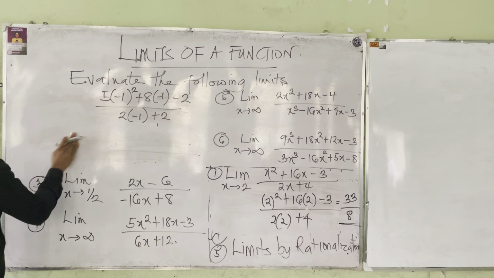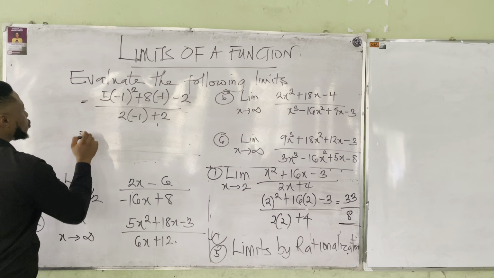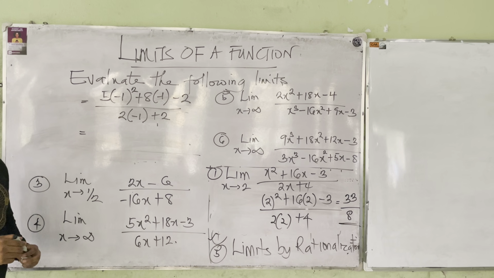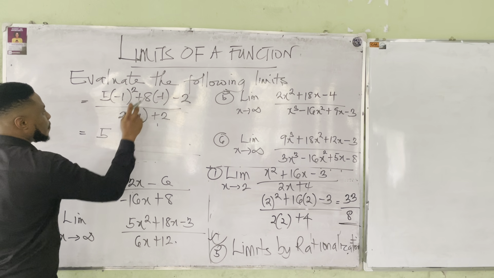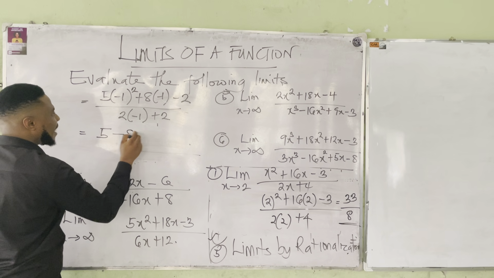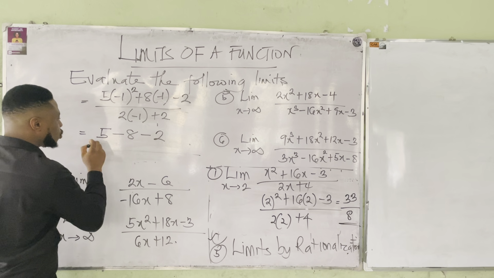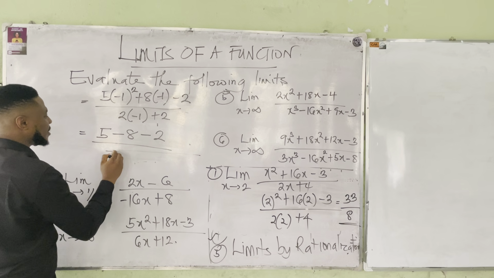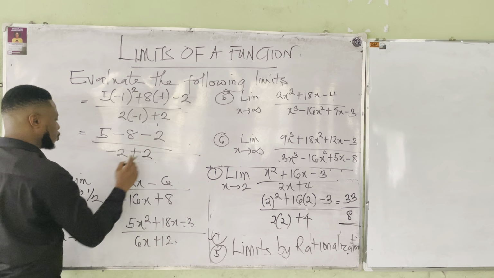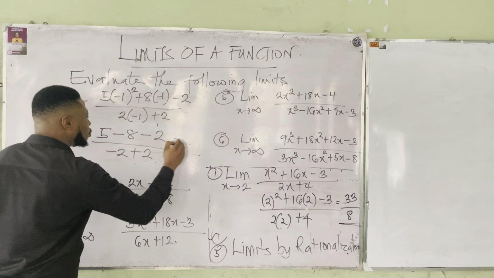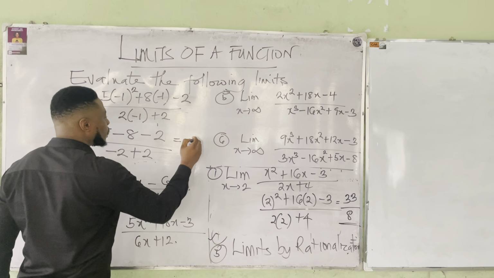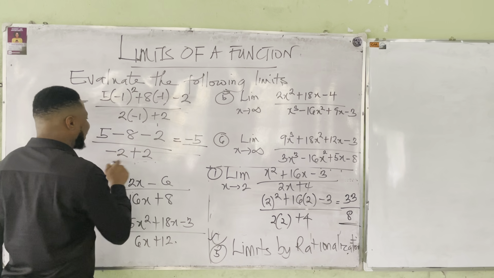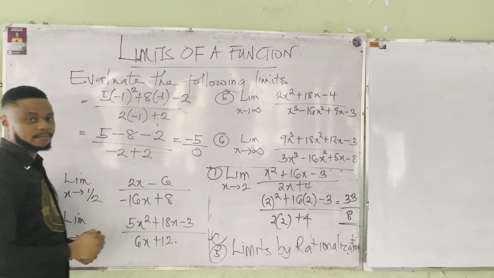Alright. So now look at this, guys. Minus 1 all squared is 1, right? So 5 times 1 is 5. Plus 8 times minus 1, minus 8, then minus 2, divided by 2 times minus 1, minus 2, plus 2. That equals 5 minus 8, minus 3, minus 3 minus 2, minus 5, over minus 2 plus 2, which is 0.